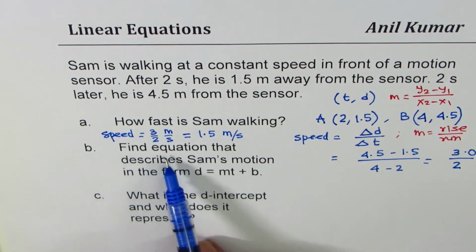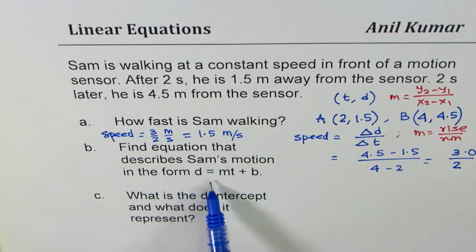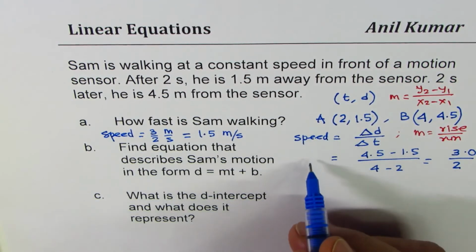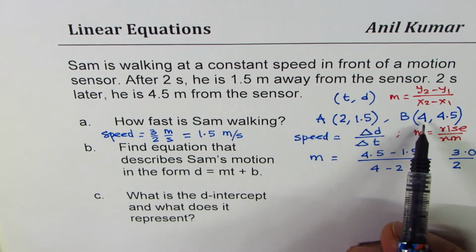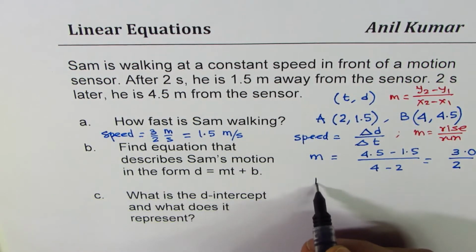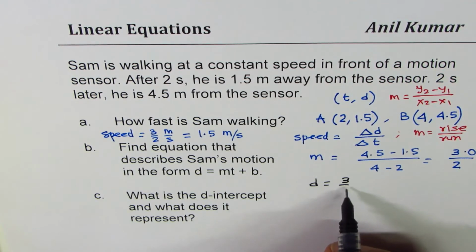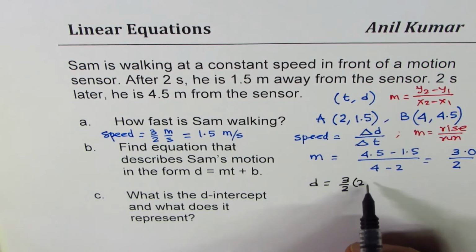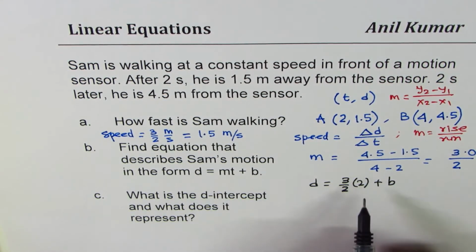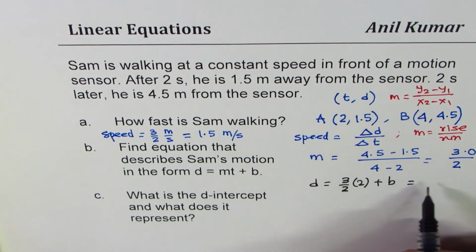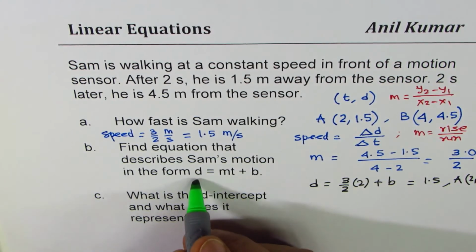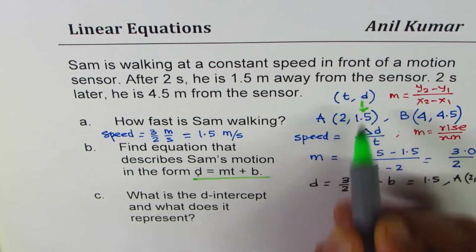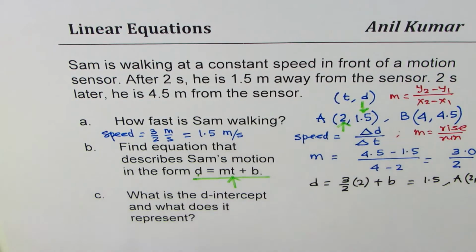Now part B is find the equation that describes Sam's motion in the form d equals mt plus b. We have already found m, which is the speed in this case. We need to find b. Now for finding b, you could use any point. So we have 2 points here, one at 2 and one at 4, right? Let's use A. If I use point A, I could write d equals m, which is 3 over 2, times t, which is 2, plus b, and d, the distance, is 1.5. So I'm using the point A, which is 2, 1.5, in this equation. So distance d is 1.5, correct? And time t is 2.